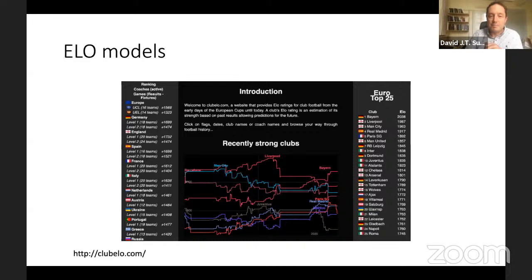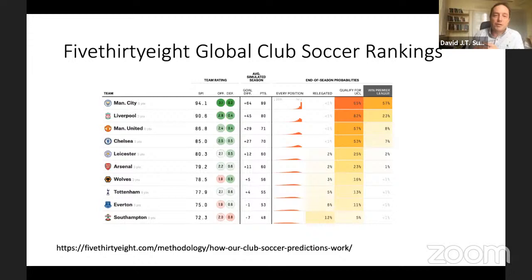The 538 Global Club Soccer Rankings have got better and better over the years. It started off as an Elo ranking type of system, but they've really fine-tuned it and done some very interesting stuff to make it perform better. I don't think it beats the bookmakers' odds, but they have put in a lot of work. And I would recommend that you look into the methodology there.